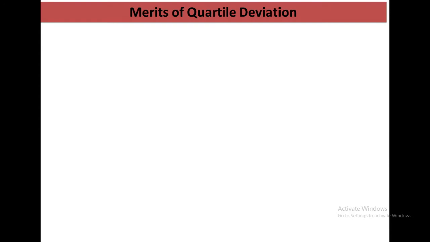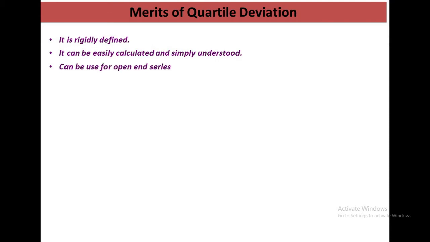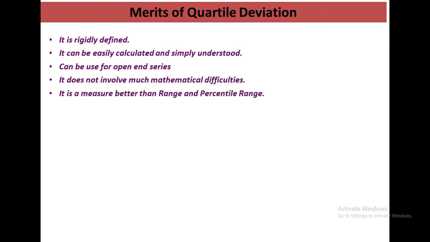Merits of quartile deviation. It is rigidly defined, can be easily calculated, and is very simple to understand. This can also be used for open-end series and it does not involve much mathematical difficulty. As it takes the middle 50% of terms, it is a measure better than range and percentile range. It is not affected by extreme terms as the upper 25% and lower 25% of terms are left out.